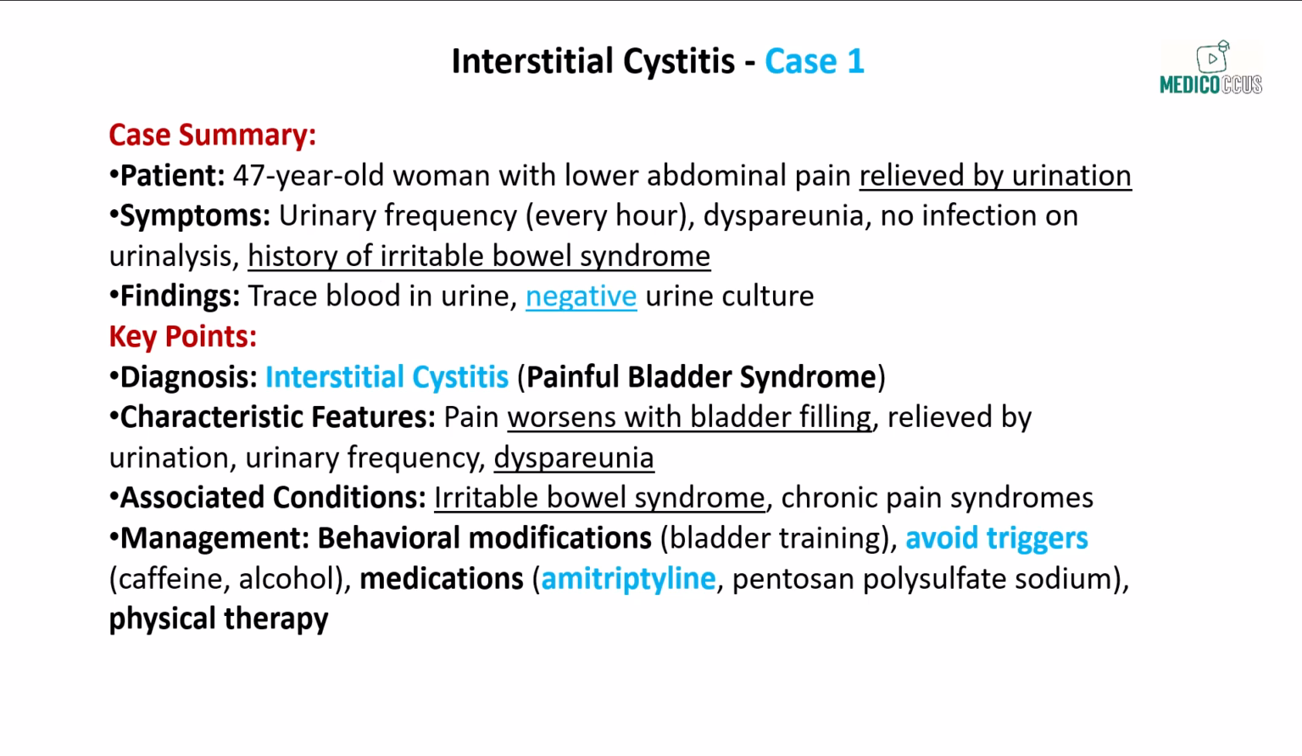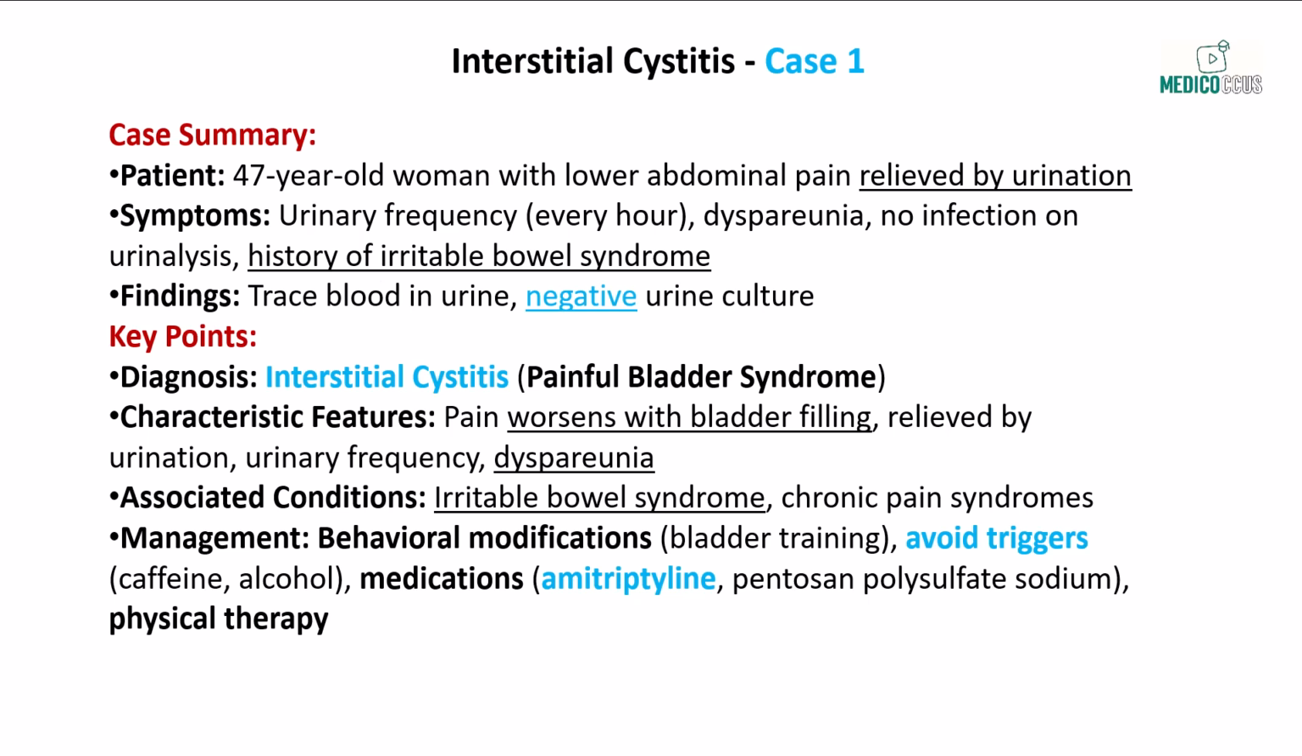Interstitial cystitis is more common in women over the age of 40 and is frequently associated with other chronic pain syndromes like fibromyalgia or irritable bowel syndrome, which is relevant to this patient's history. The exact cause of interstitial cystitis is unknown, but it is thought to involve bladder inflammation or dysfunction of the bladder lining. Diagnosing interstitial cystitis is primarily clinical, as there is no definitive test.